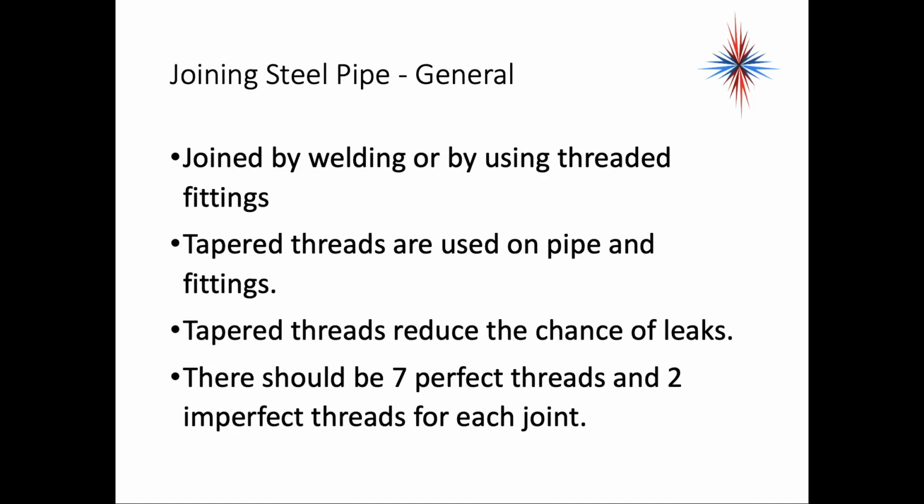Joining by welding or using threaded fittings is how we normally join steel pipe. Tapered threads are usually used on pipe and fittings. The tapered threads reduce the chance of leaks. There should be 7 perfect threads and 2 imperfect threads for each joint.